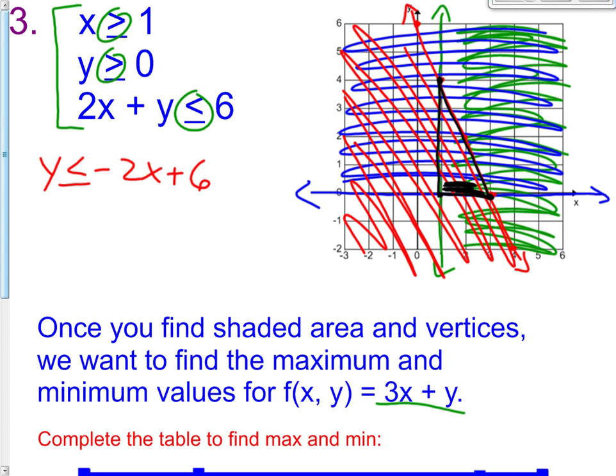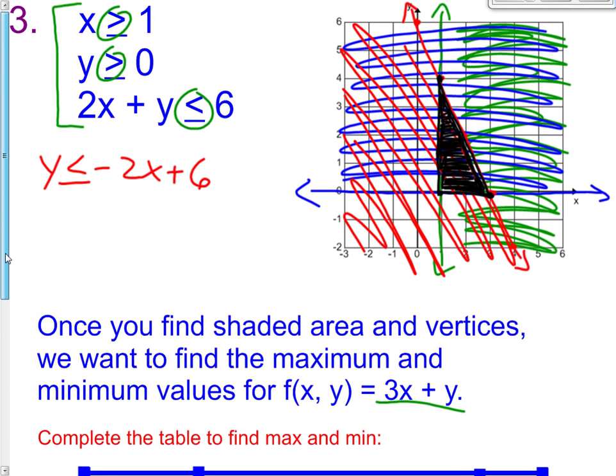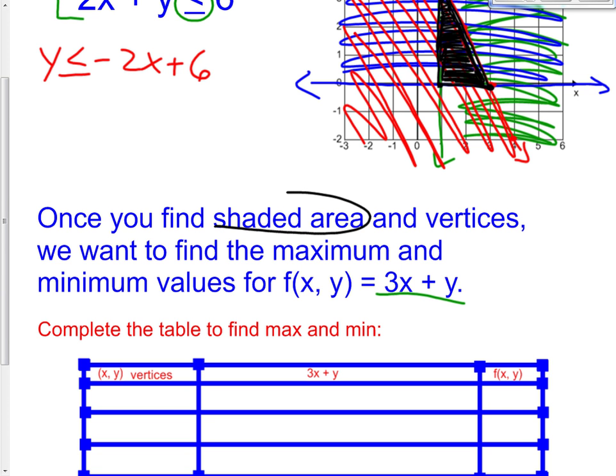So make that extremely dark so I can see that, and there's no doubt in my mind that you have the correct answer here. Make that extremely dark so I can see it very, very clearly. All right, so if this is our bounded region, we've done this part. Once you have found the shaded area, that's what we just found. It's that black triangle up there.